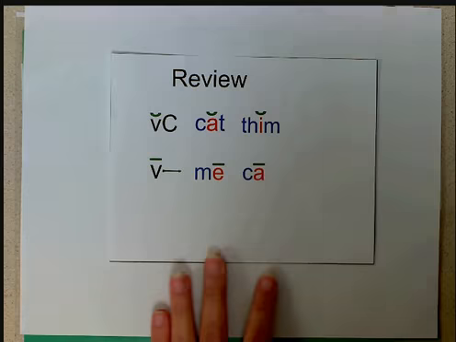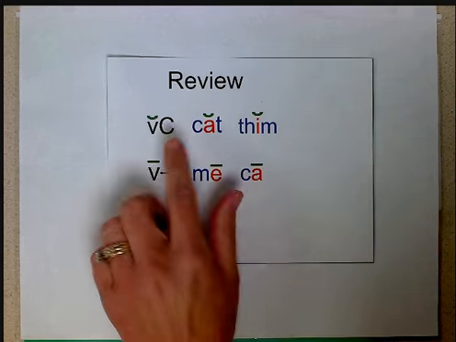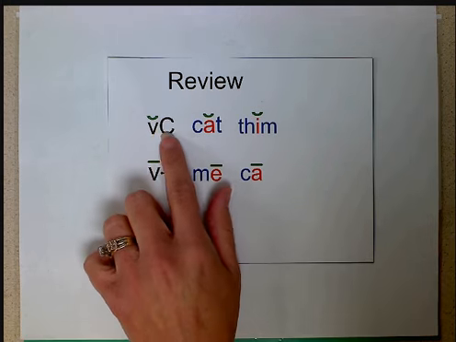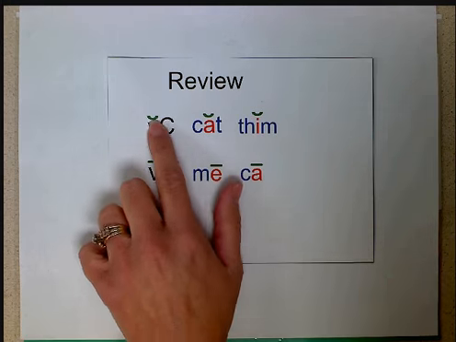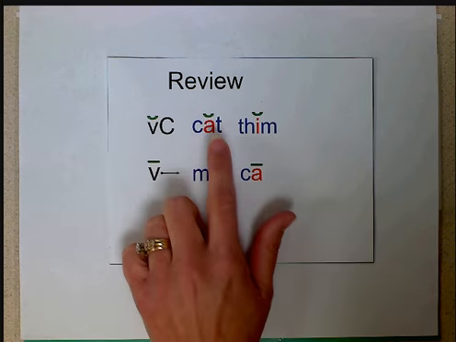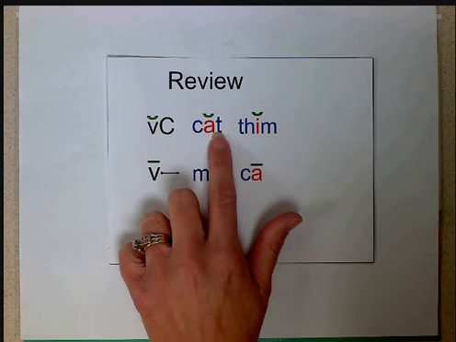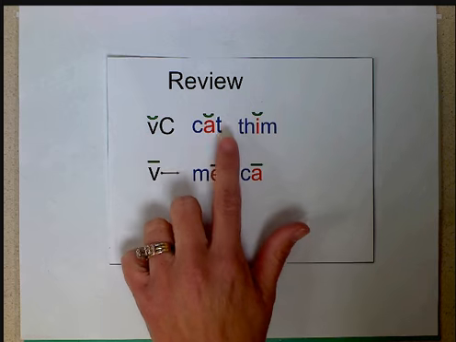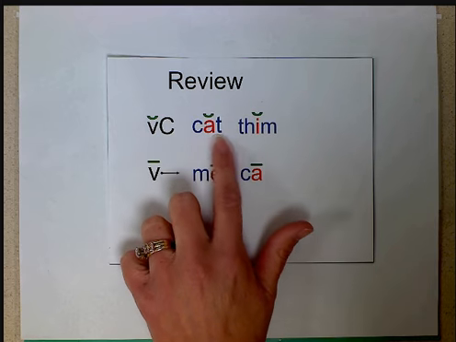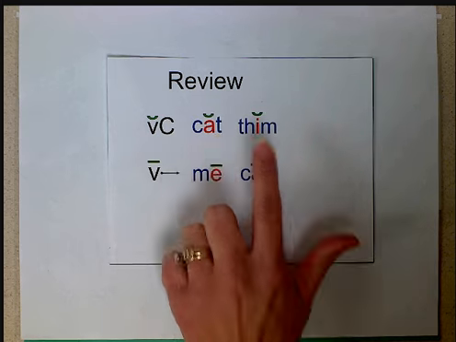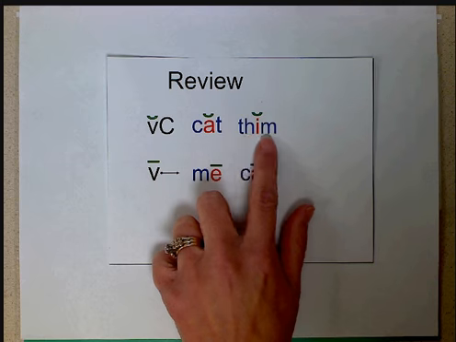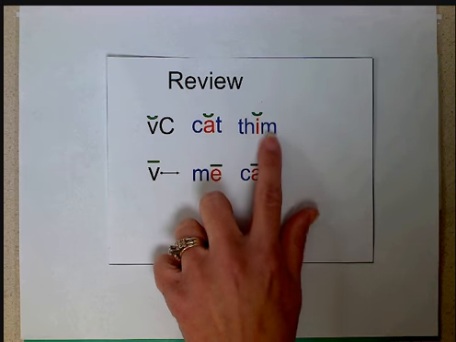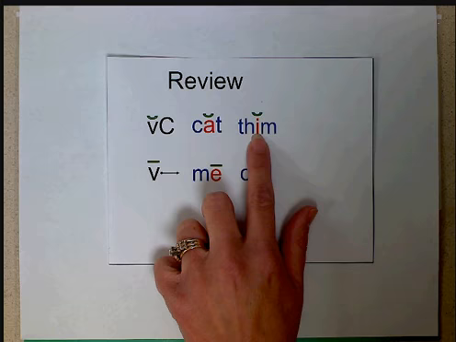We learned that a vowel in a closed syllable is short and happy, so it makes its happy sound. Therefore, in the word cat, the A says ah because it's closed in and there's not another vowel close by. The same thing is true in this syllable, im. It's closed off, so it's happy.